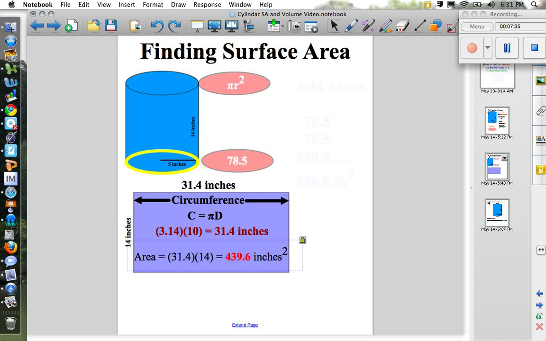The area of this is 31.4 times 14, or 439.6 inches.